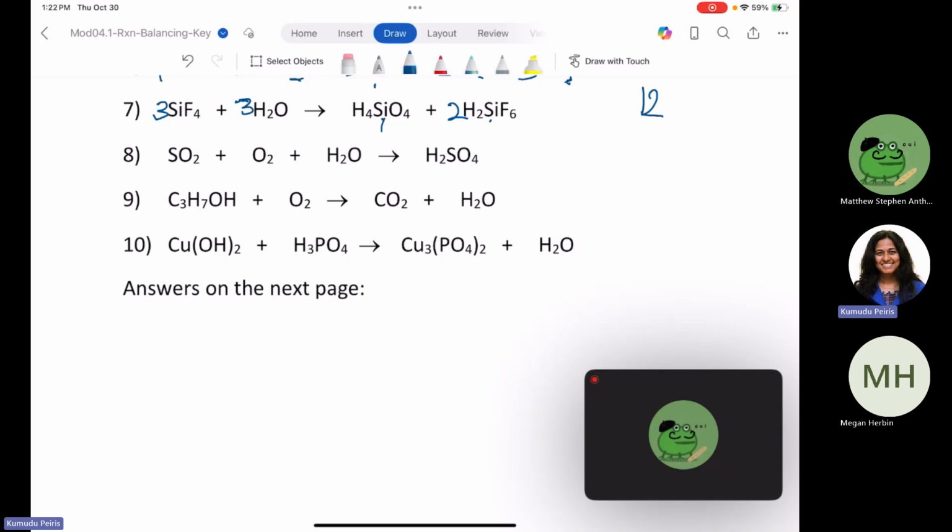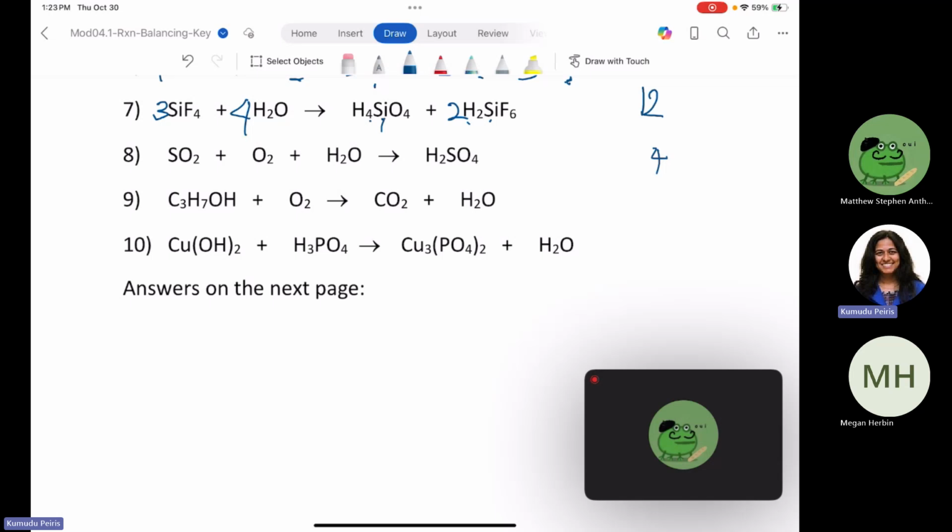Now, let's count the oxygens. 4 oxygens should be there. So what should I add here? Yes, I must add 4 over there. Right. Then it makes 8 hydrogens. Yes, 4 plus 4 equals 8. So that is balanced. Questions. Okay, we'll move to the next one.